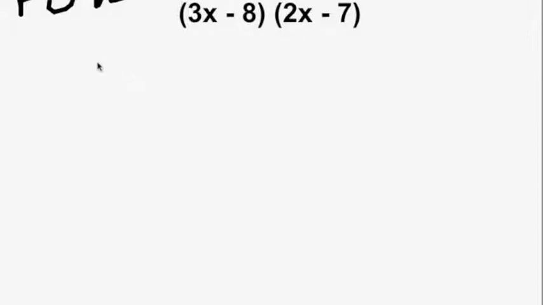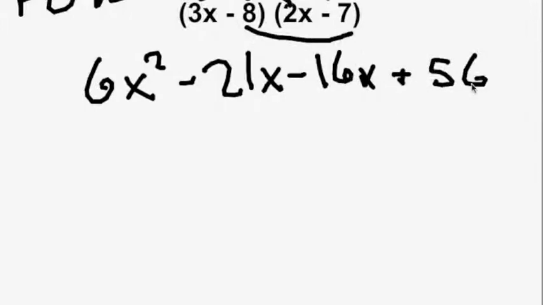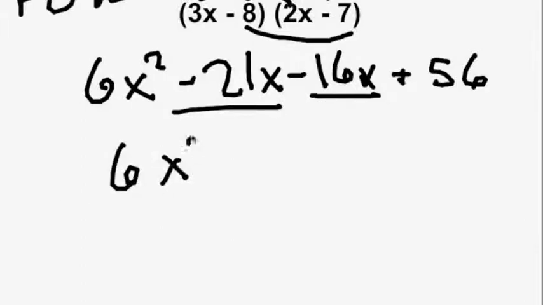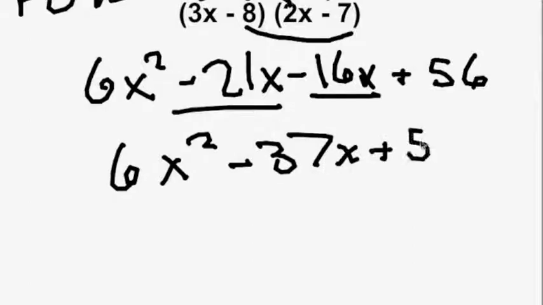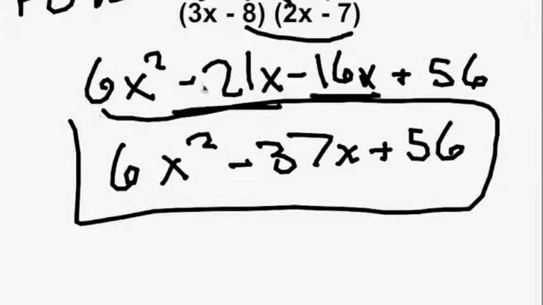So you do the first terms, so 6x squared, and then the outer terms, so minus 21x, the inner terms, minus 16x, and the last terms, plus 56, and you can combine like terms, so 6x squared minus 37x plus 56. And that is your answer.